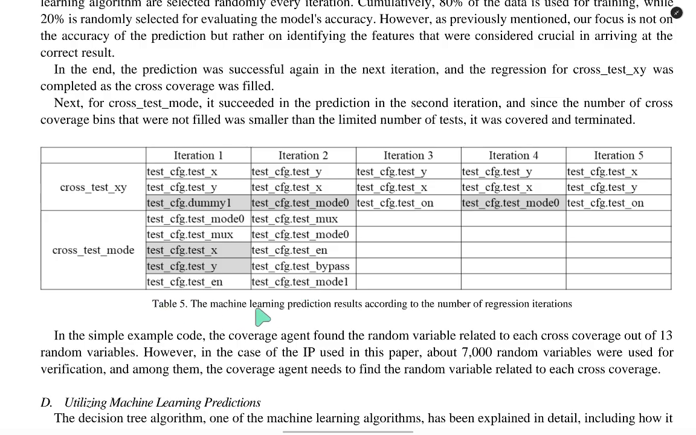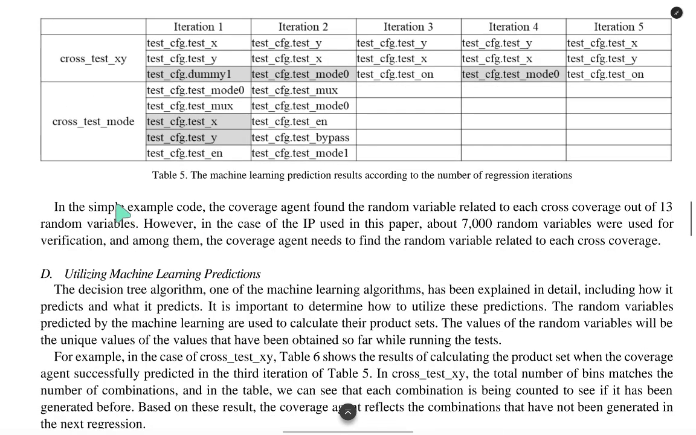Table 5 is the machine learning prediction result according to the number of regression iterations. In the simple example code, the coverage agent found the random variables related to each cross coverage out of 13 random variables. However, in the case of the IP used in this paper, about 7,000 random variables were used for verification, and among them, the coverage agent needs to find the random variables related to each cross coverage.